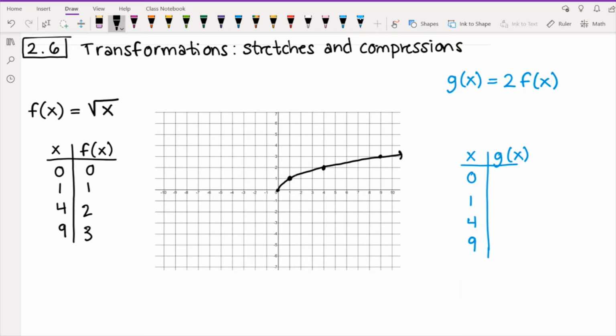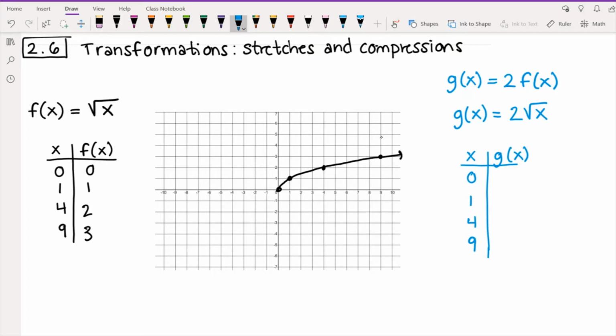Okay, so the first transformation we're going to be looking at is taking the function f of x and multiplying it by 2. So just as we've been doing, we want to start by rewriting the function g of x so that we're not writing it in terms of f of x anymore. So 2 times f of x just means that we're going to take whatever our function f of x is and multiply it by 2. So what's that going to look like? Well, it's going to be 2 times the square root of x.